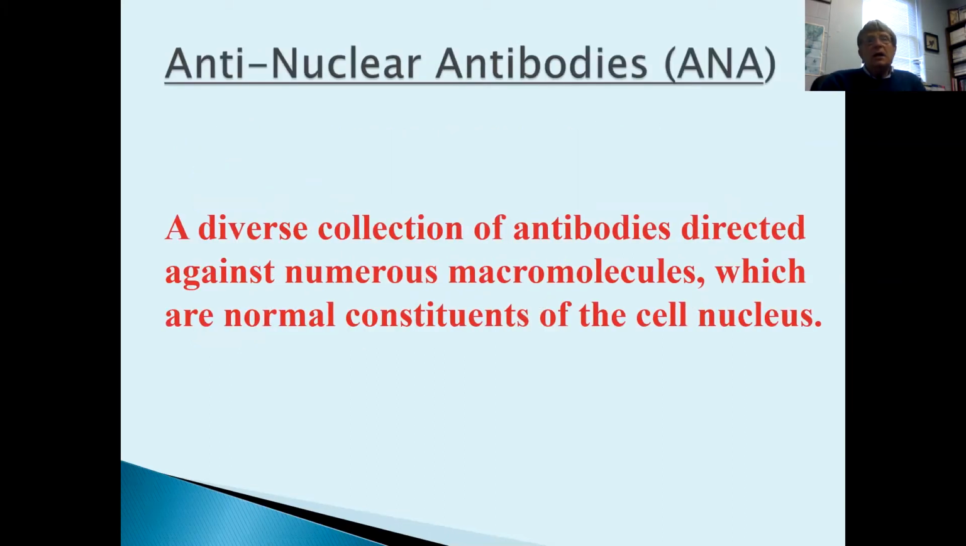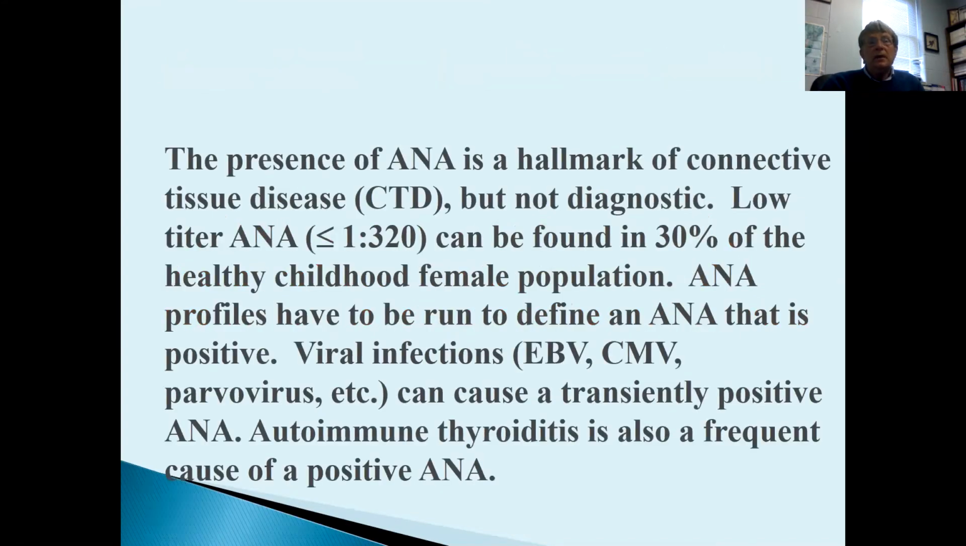The test that is most not understood in evaluation of patients with connective tissue disease is antinuclear antibodies. These are a diverse collection of antibodies directed against numerous macromolecules, which are normal constituents of the cell nucleus. The presence of an ANA is a hallmark of connective tissue disease, but not diagnostic. Low titers, less than 1 to 320, can be found in 30% of the healthy female population, more of an estrogen effect. So to define if a positive ANA is present, an ANA profile should be run.